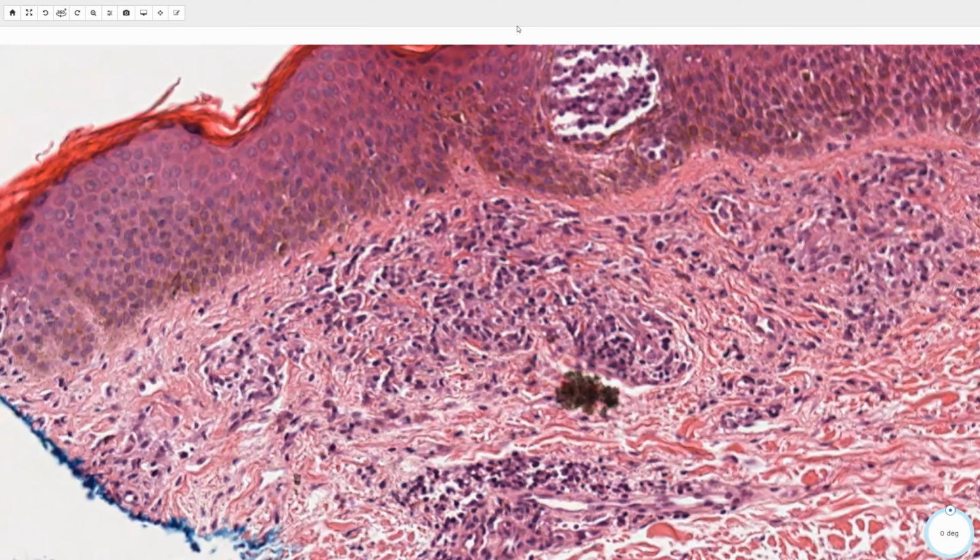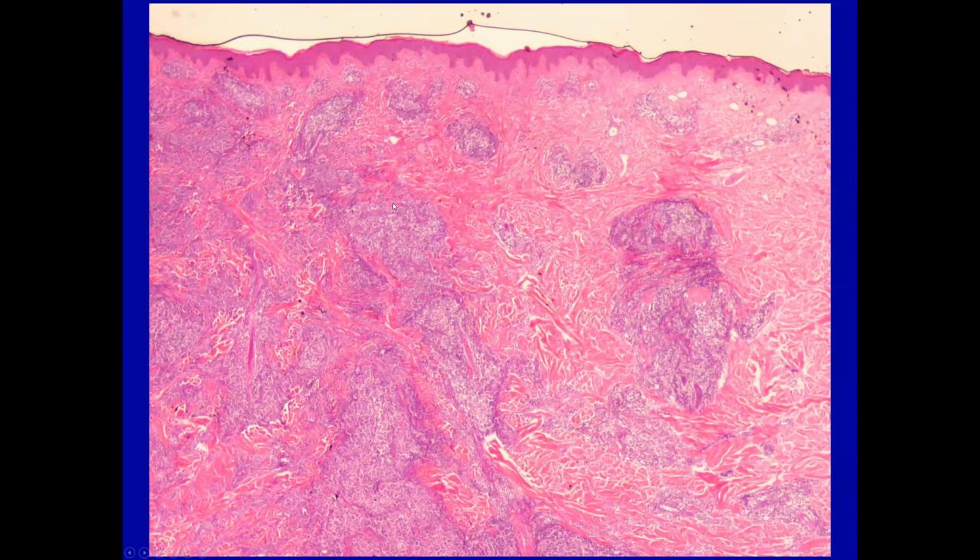The next entity is primary cutaneous CD4 positive small to medium T cell lymphoproliferative disorder. And this was previously classified as a lymphoma, but now is considered a lymphoproliferative disorder, more along the lines of a cutaneous lymphoid hyperplasia. So this is believed to be a reactive process.